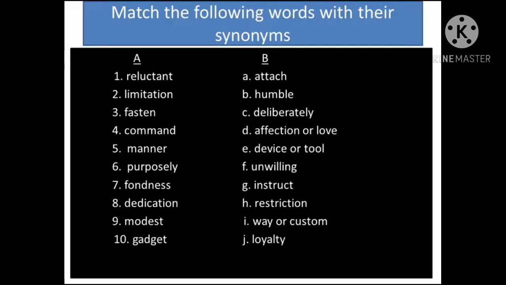Question number 8, dedication. ለዓላማ መቆም ለዓላማ መታመን መስዋዕትነት ማድረግ ማለት ነው. Dedication ማለት ለዓላማ ታማኝ መሆን ለዓላማ ጸንቶ መቆም. Dedicate እንላለን. So the answer is J, loyalty. Number 9, modest. Modest የሚለው ከባህሪ ጋር ይገናኛል.